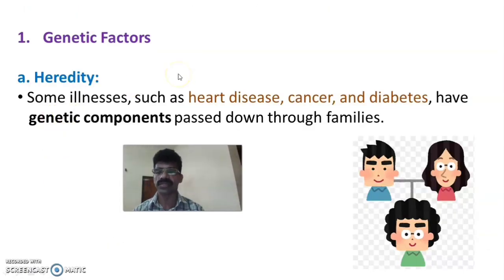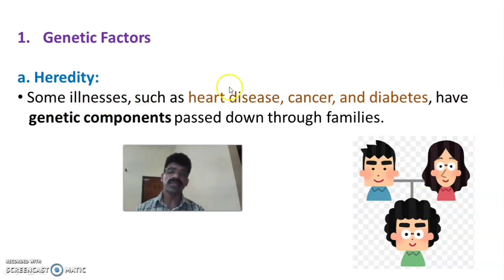First one is genetic factors. In that, first is heredity. Some illnesses such as heart diseases, cancer and diabetes mellitus have a genetic component that can be passed down through families, from parents to children. For example, if both the parents have diabetes mellitus, there is a very high chance that the children will get diabetes in future. So that is through heredity.